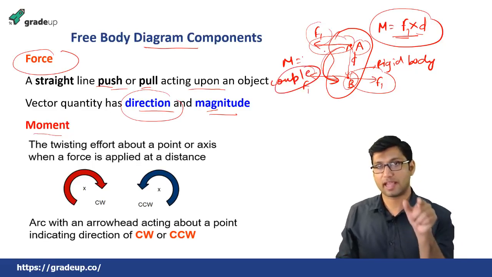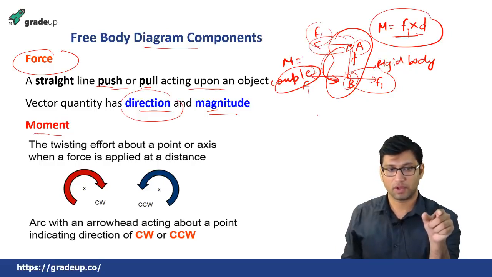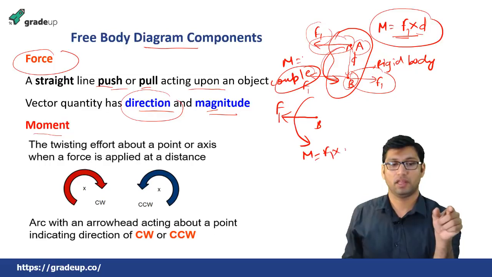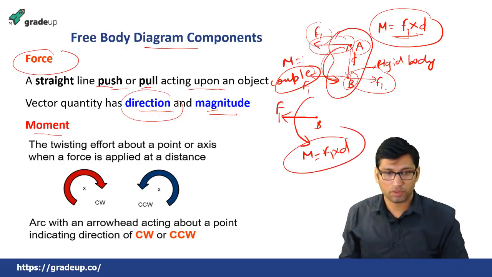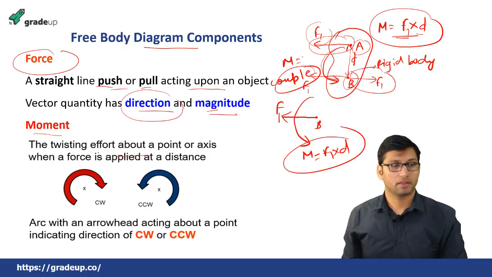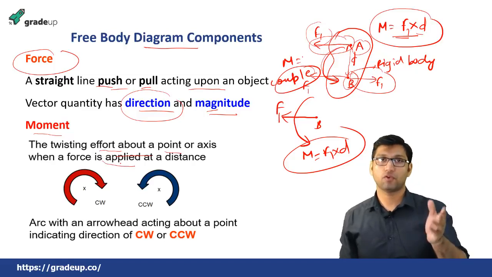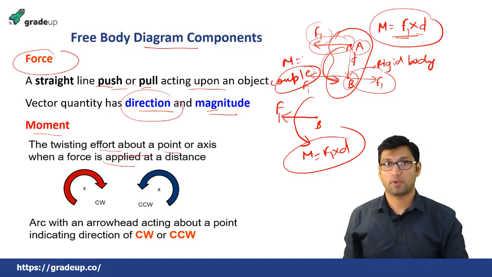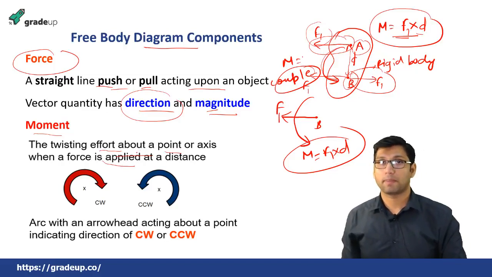So the net reaction at this point: what is the net force? There will be a net force of F1 at point B, and there will be a couple M equal to F1 into d. So these equal and opposite forces will make a couple, or moment. This is the concept of the moment. It is a twisting effort about a point or axis when a force is applied at a distance, and that moment is the product of the force and the perpendicular distance between the lines of action of the forces.